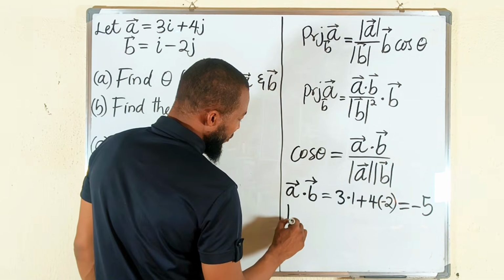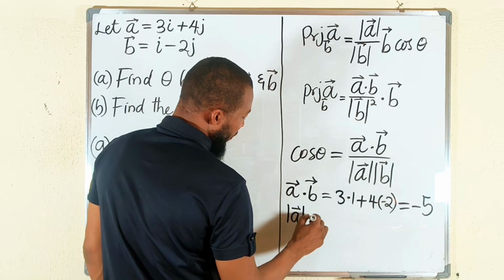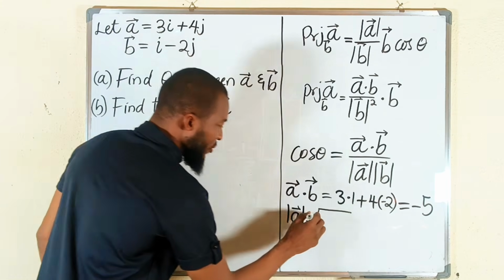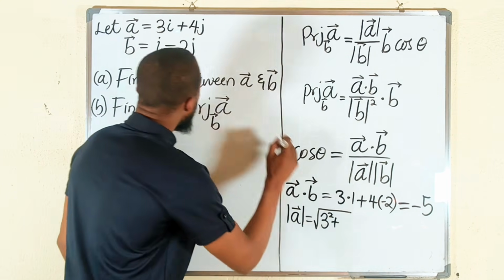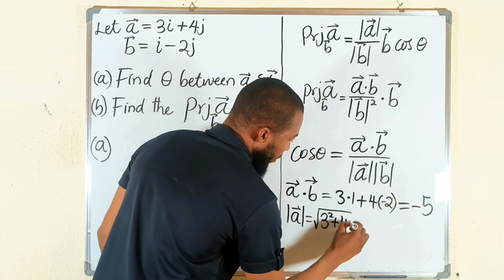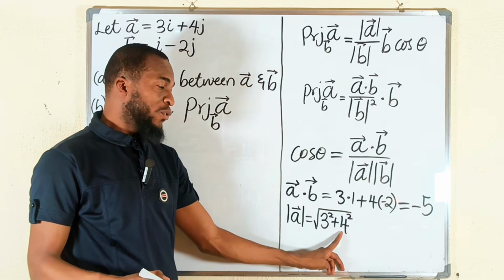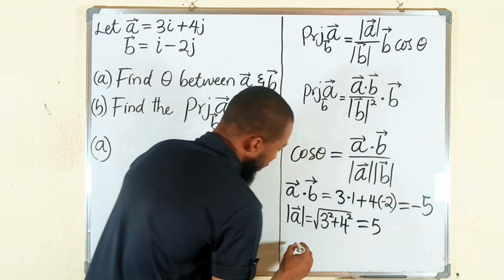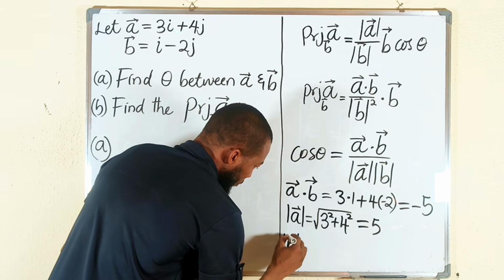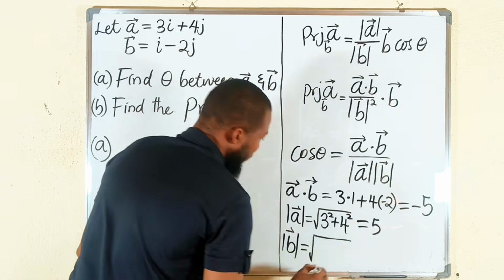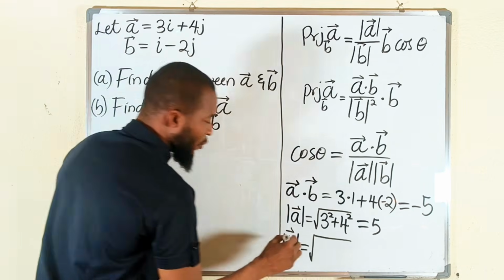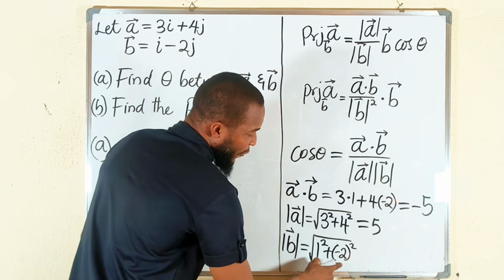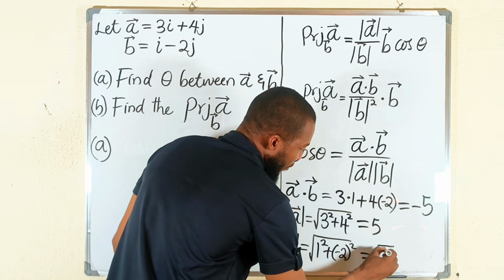Then what about the magnitude? The magnitude of A is equal to the square root of X component squared, that is 3 squared, plus Y component also squared. This is 3 squared, 9, 4 squared, 16, 9 and 16, 25. Square root of 25 is 5. Then we do the same thing for B: 1 squared plus negative 2 also squared. 1, 4, 5. This is square root of 5.